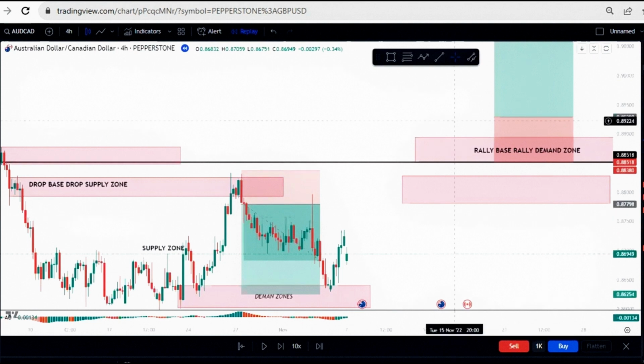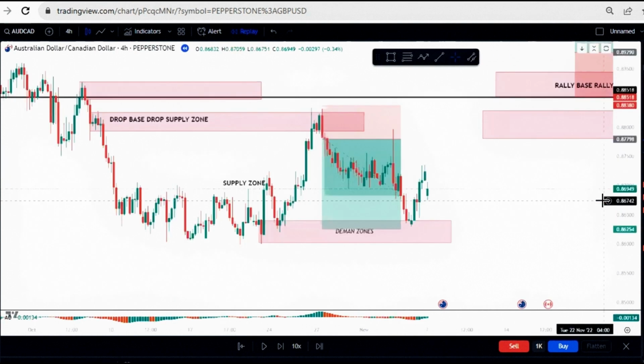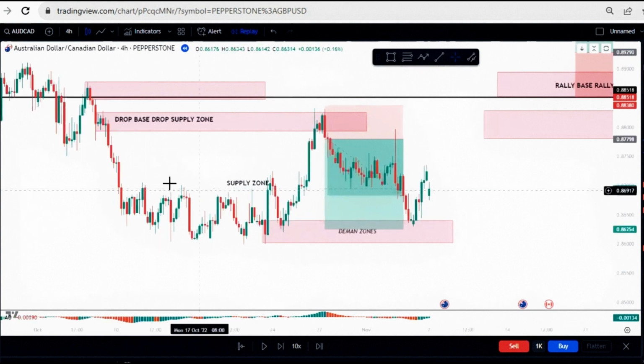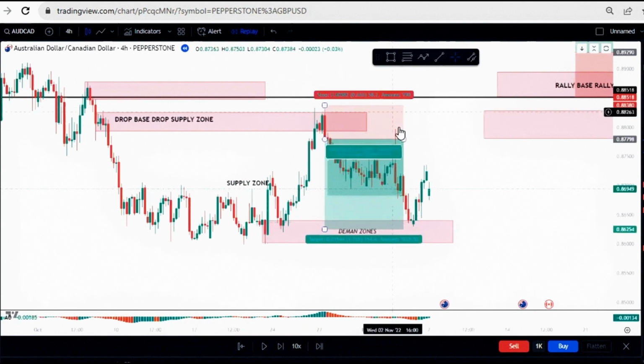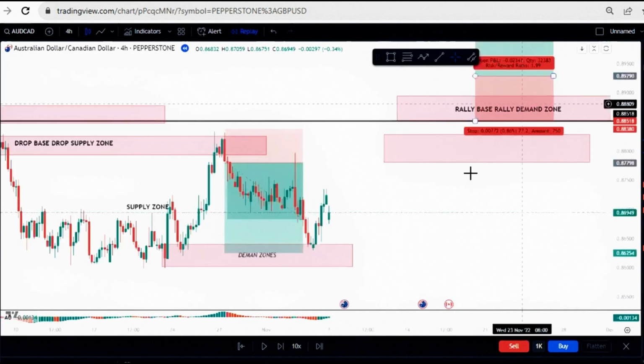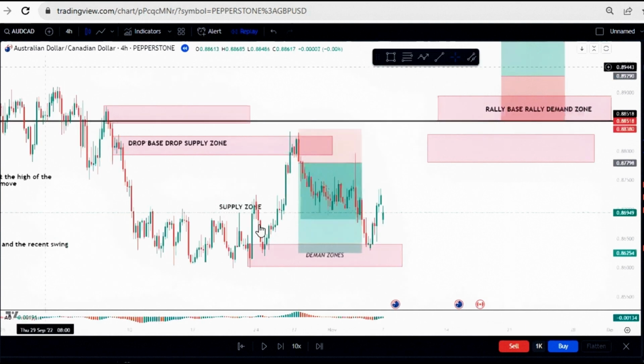Now we have reversal structures. The reversal structures, we have a drop base rally and a rally base drop. A drop base rally forms a demand zone where the market changes from bearish to bullish. In this example, the price was in a down move. Then the price broke above this resistance area. The price left a demand zone here. So when the price came back here, we expected the price to continue going up or to reverse from going down to going up.